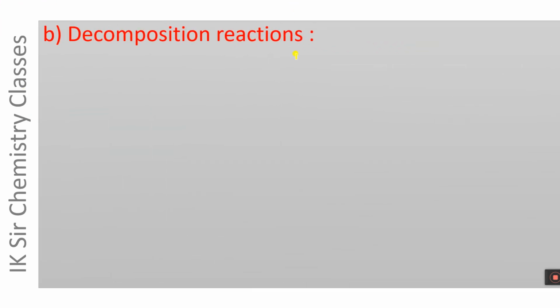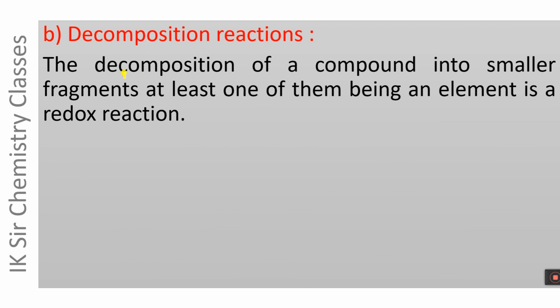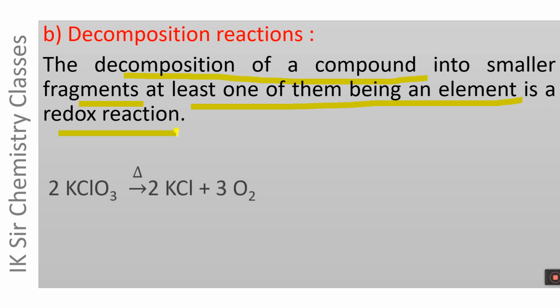Decomposition reactions. The decomposition of a compound into smaller fragments, at least one of them being an element, is a redox reaction. It means if a compound decomposes into smaller fragments and one of the products is an element, then it is a redox reaction. An example is given below.